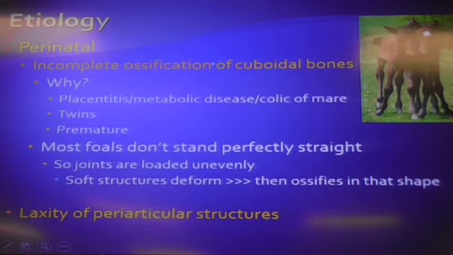So incomplete ossification of cuboidal bones means that when they're born, they come out not fully cooked. What should be bone is still cartilage. It should have turned to bone in utero before the foal was born, but for some reason it's still cartilage. Why? It can be a couple of different reasons. The foal is premature, just born too early, or they're twins. Horses don't do well with twins, and the foals usually come out immature. Placentitis, metabolic disease, some sort of disease of the mare. Basically, something kept the foal from developing right.